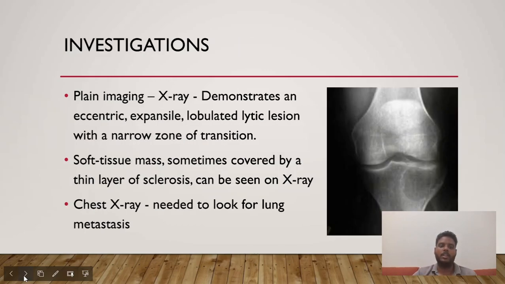For the investigation part, usually you will take an x-ray of the knee joint, and that itself will demonstrate an eccentric, expansile, and lobulated lytic lesion with a narrow zone of transition. So this is how the x-ray of giant cell tumor looks. The soft tissue mass would sometimes be covered by a thin layer of sclerosis, and that can be seen on an x-ray as well. At the same time, a chest x-ray is also needed to look for lung metastases. As I said earlier, it can also proliferate into a malignant type of tumor.